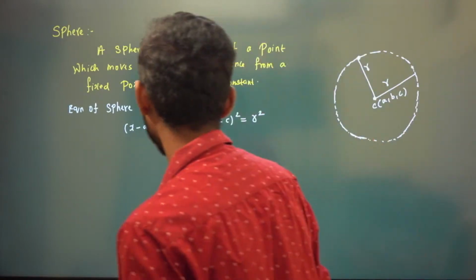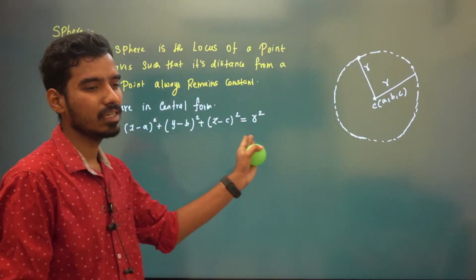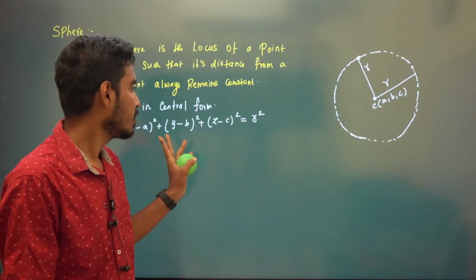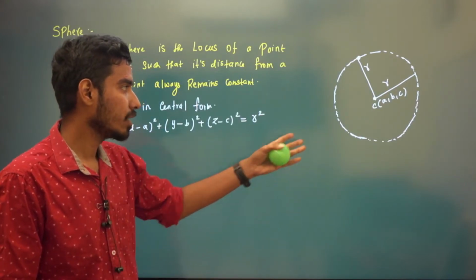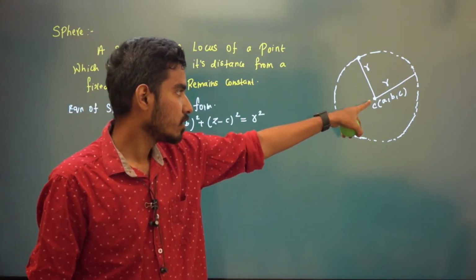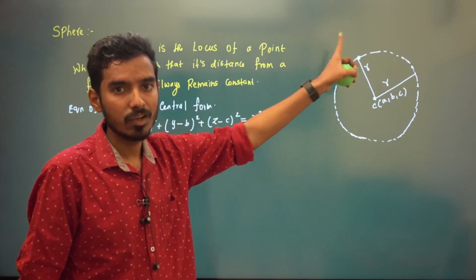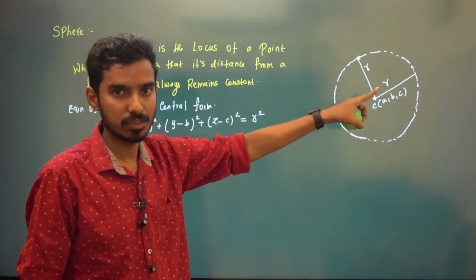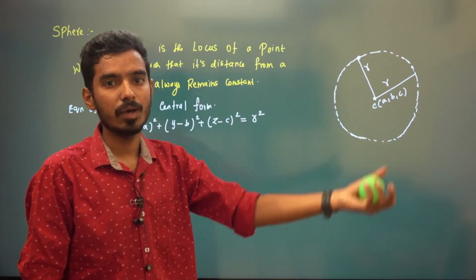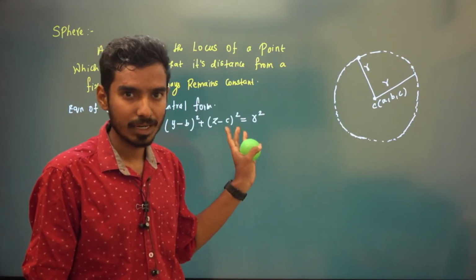You can easily derive this equation with the help of complex analysis. I'm not going to do this, right? How we got this equation is very simple. Let us call this point z and this point z naught. Modulus of z minus z naught will be equal to r by the definition of a circle. Now you replace z by x comma y comma z, and z naught by the center, and you will have this equation.